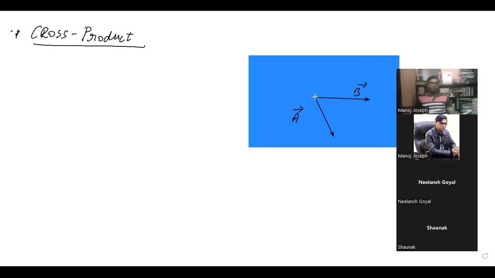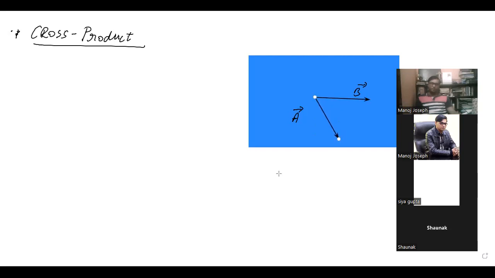Did I tell you about coplanar vectors in your class? Yes, sir. The definition: the vectors which are in the same plane are called coplanar vectors. So here A and B are coplanar vectors. They are in the same plane. When I rotate A towards B, it is called A cross B.